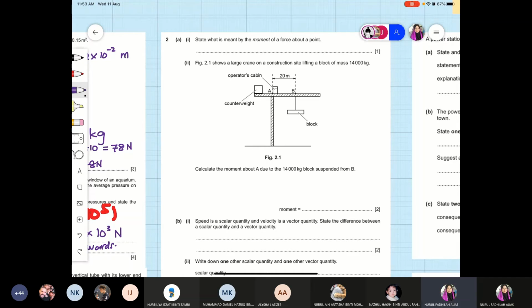Okay, kita tengok the next question part A2. Okay, untuk A2 ni, calculate the moment about A due to the 14,000 kg block suspended from B. Okay, so soalan ni keluar untuk March 2021. Kalau awak nak tahu, soalan ni dah pernah keluar dulu lagi daripada tahun 2011, 2013, 14, 15 pun ada keluar soalan ni. Okay, so ini soalan yang biasalah sepatutnya. So now, calculate the moment about A due to the 14 kg.